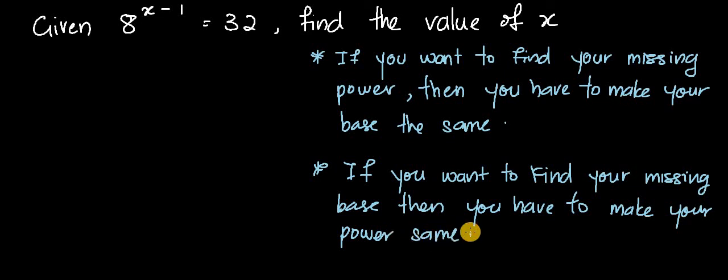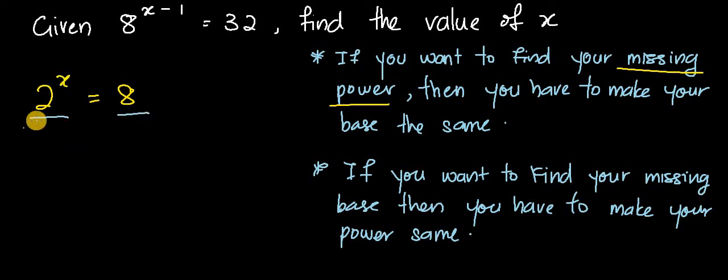Alright, now what does it mean by this? I'll just put a quick example here before we solve this question. For example, if you want to find your missing power, let's say I have 2 power x equals to 8. Alright, 2 power x equals to 8. And I said, hey, find the value of x. So how will you find the value of x? First of all, you cannot find x because both of their bases are different. This is base 2, this is base 8. In order for you to find your missing power, you have to make your base the same.